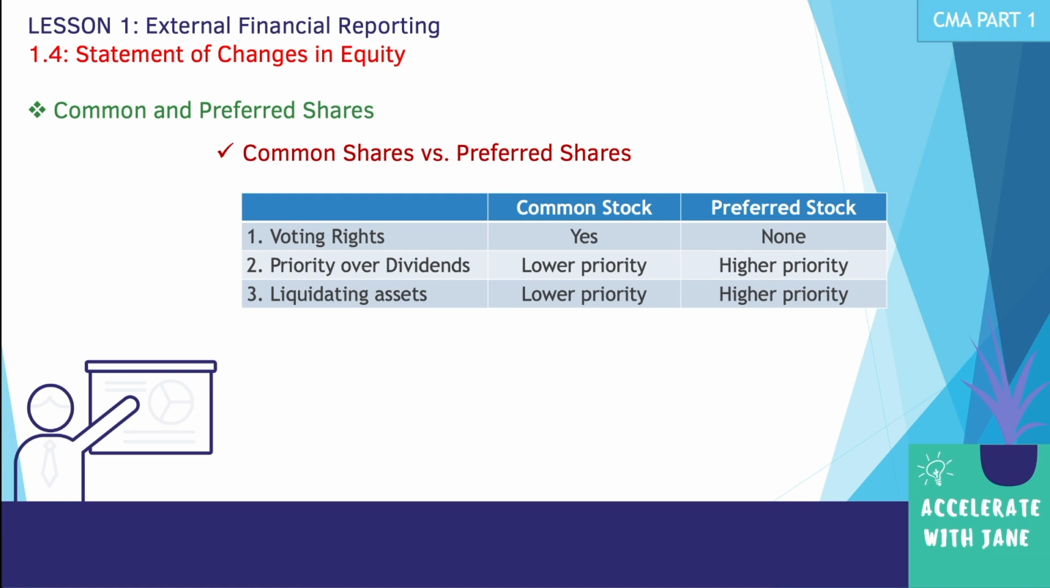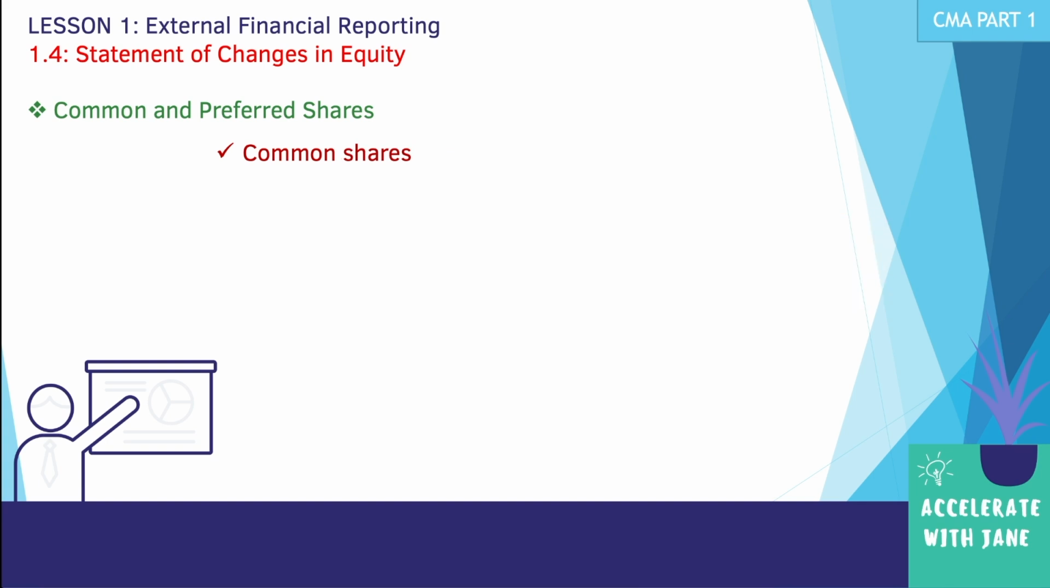So common stockholders have voting rights while preferred stockholders don't have voting rights. Second, priority over dividends. Now, common stockholders have lower priority as compared to the preferred stockholders. In terms of right to the liquidating assets, similarly, common stockholders have lower priority as opposed to the preferred stockholders. So let's discuss further the main features of the common shares.